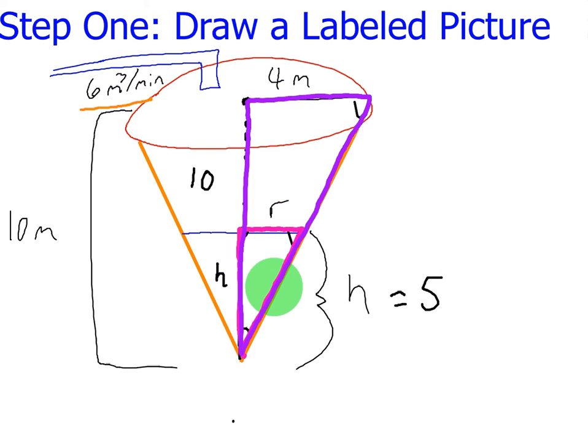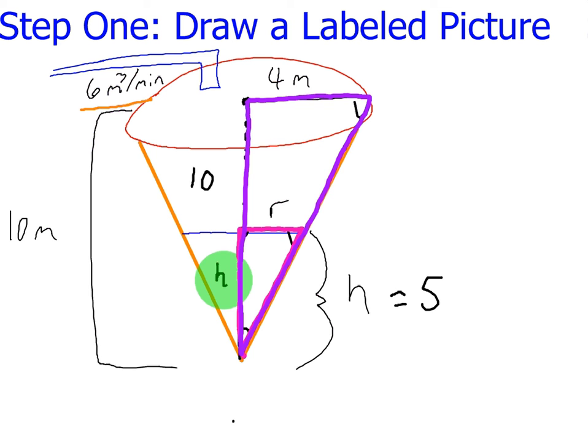Now these two shapes are similar. They share a similar angle down here at the bottom. They're both right triangles. What we can do is, if we take this bigger leg up here, 4, and divide by R, that's going to be equal to 10 divided by H. They're similar triangles, so if you divide any of their two corresponding sides, those ratios will be equal.